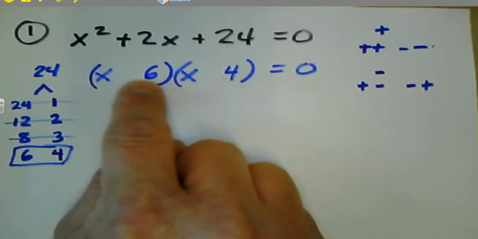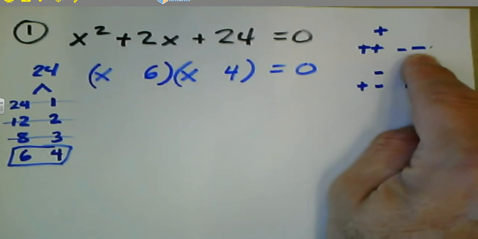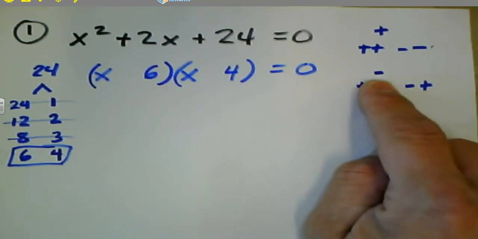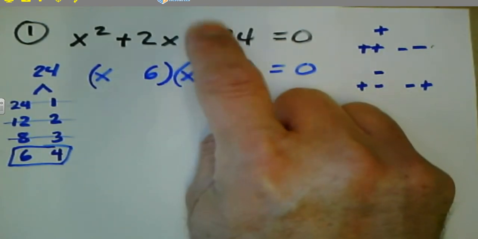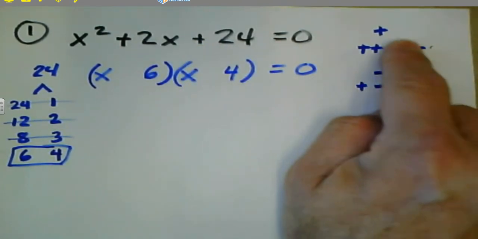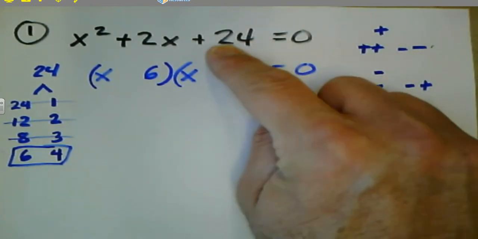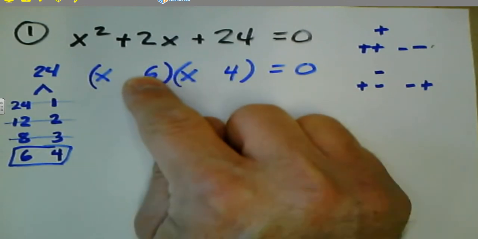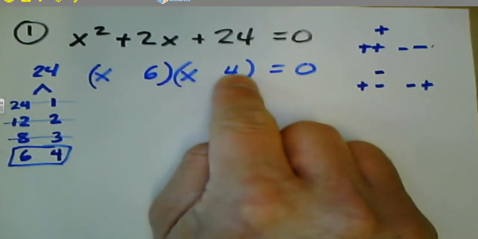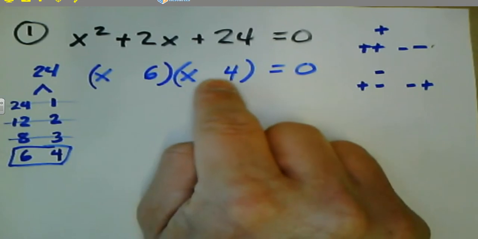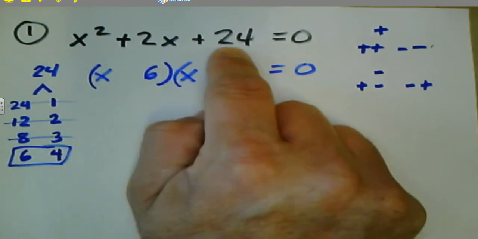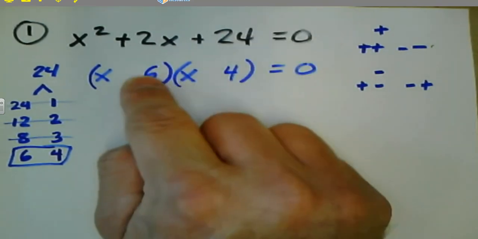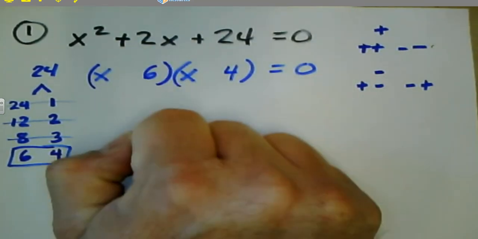Now we need to determine, are they plus plus, minus minus, or a variation of the 2? Well, I look at this number, the number we factored. It's plus, so that's up here. So in order to get a positive number when multiplied, it has to be plus plus or minus minus. So in other words, if you take 6 times 4, you're going to get 24. If you take negative 6 times negative 4, you're going to get 24. It's the only way to get it. But when you add them, there's only one way to get 2.